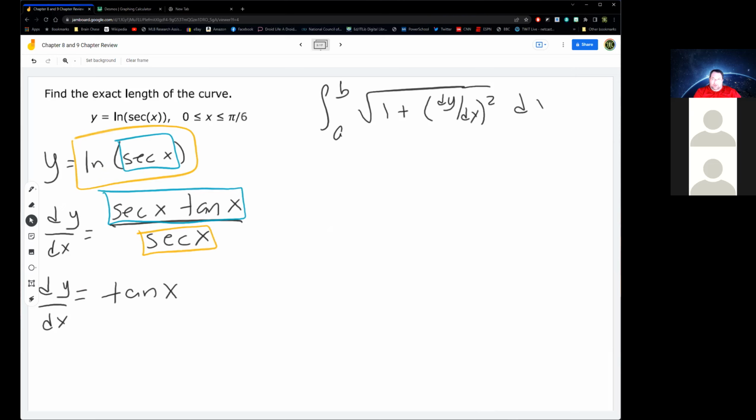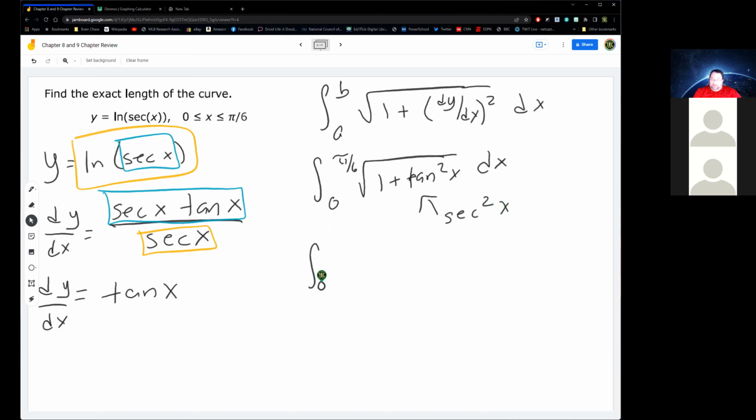All right, so go back over here. Let's plug all my information in. So I have 0 to pi over 6, and then I have 1 plus tangent squared x dx. 1 plus tangent squared x is the same thing as saying secant squared x. So this is the integral from 0 to pi over 6 of secant x dx.